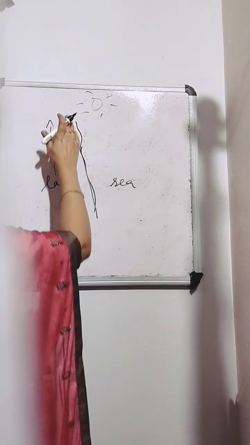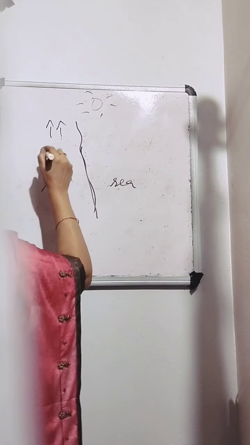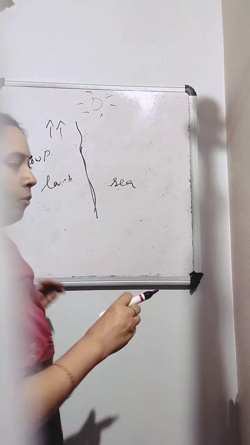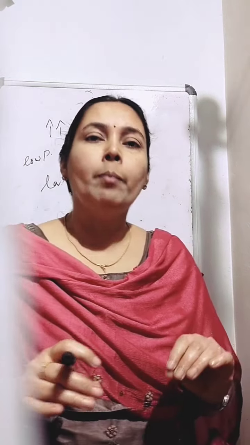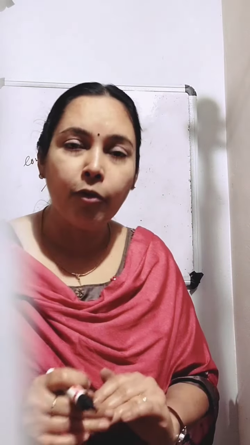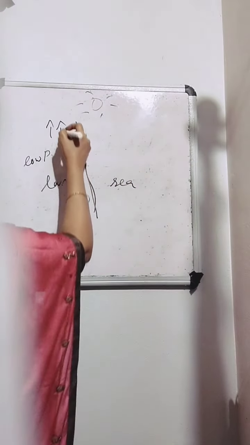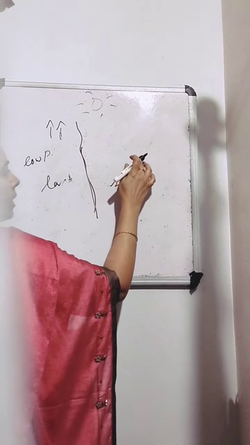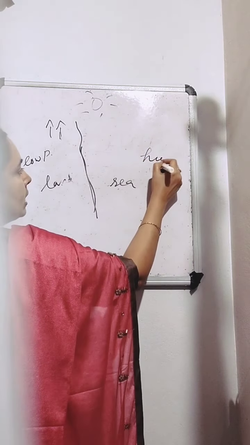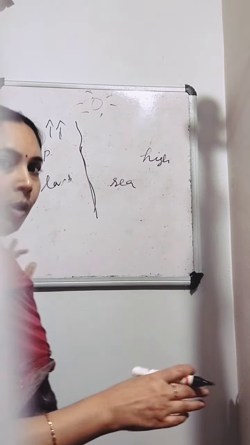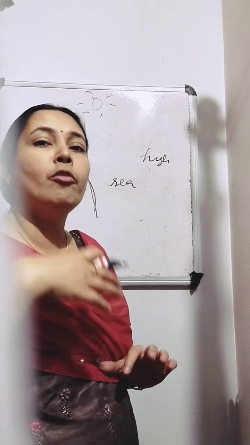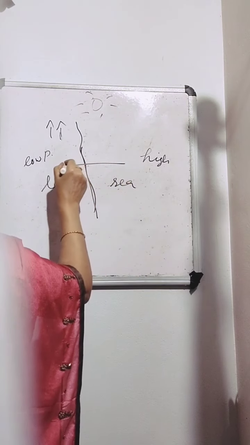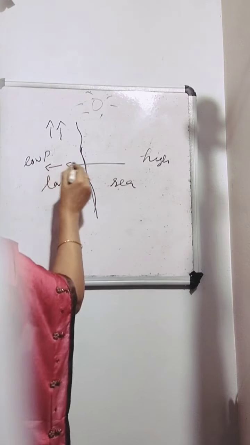And when air rises up, what about the pressure in this region? Here the pressure will be low pressure. And we always know air always moves from region of high pressure to region of low pressure. So here when the hot air rises up, the pressure becomes low. What about the pressure here? Pressure is high above sea. So we know air always moves from region of high pressure to low pressure. So what happens? Air from sea moves to the land.